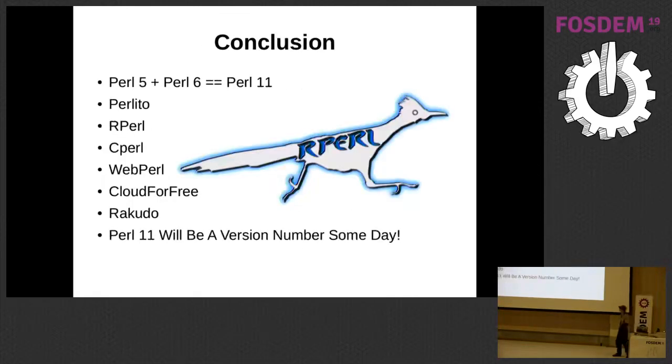So in conclusion, I just thought I'd show you Rhodey the Roadrunner because I love our Perl mascot. But Perl 11 is many things. There are many projects here. Perl 5 plus Perl 6 is Perl 11. This is our initial pun and numeric pun, I guess. And Perl 11 will be a version number someday. I don't know when that will be.